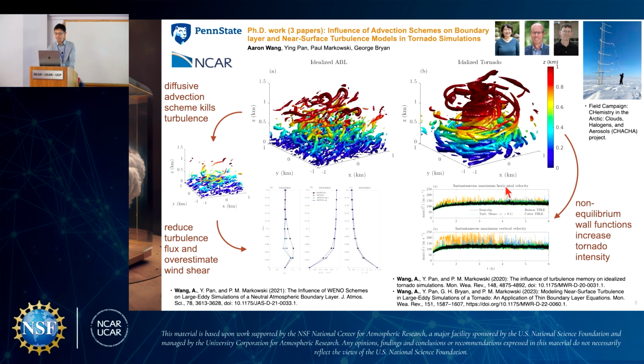And in the idealized tornado simulation, we have two new wall models for it. The first one is implemented by ourselves to include the influence of turbulence memory. Another one is borrowed from the engineering community, which is called the thin boundary layer equation. And we found that both of the new wall models applied to tornadoes will enhance the maximum velocity within the tornado.